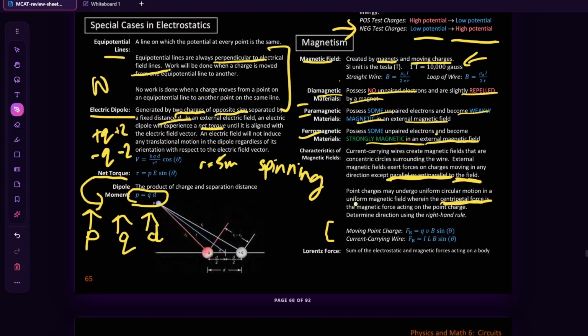To figure out the direction it points, we use two main formulas. For a single moving point charge, the magnetic force depends on the size of the charge, how fast it's moving, how strong the field is, and the angle between the charge's velocity and the field's direction. For a current-carrying wire, the force depends on the current flowing through it, the length of the wire, L, B, the field strength, and again, the angle. In both cases, notice that angle matters.